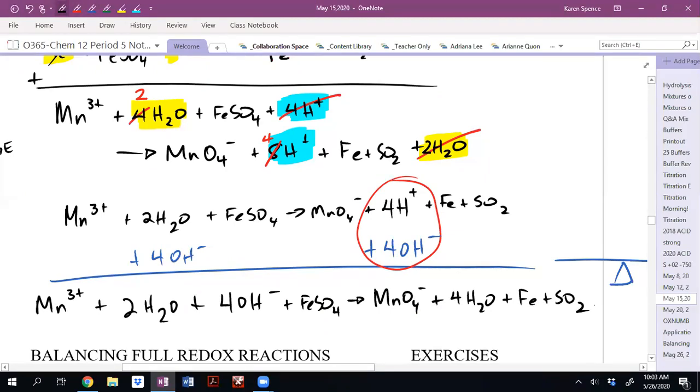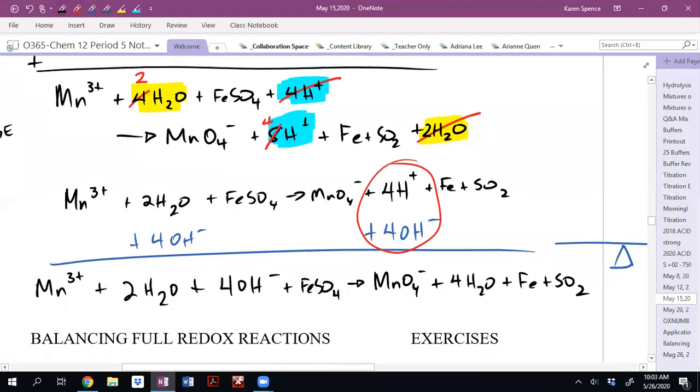Are we done? We are almost done. We're missing just one little tiny thing. Yeah, we got to cancel out anything that needs to be canceled. So there's 2 waters over here, and that'll cancel 2 of those waters. And now we are done.